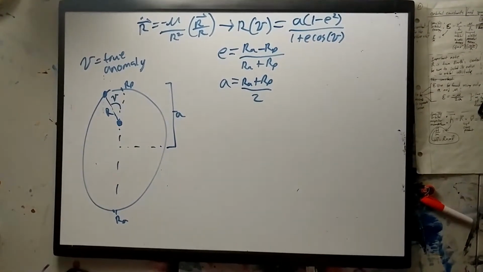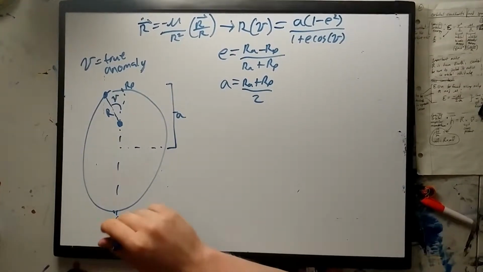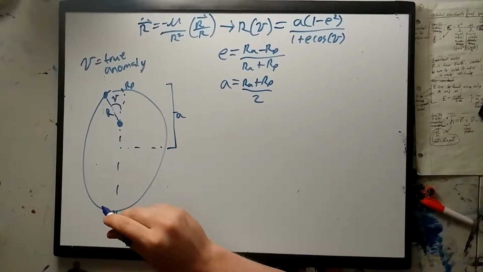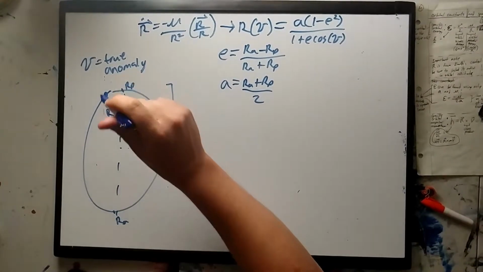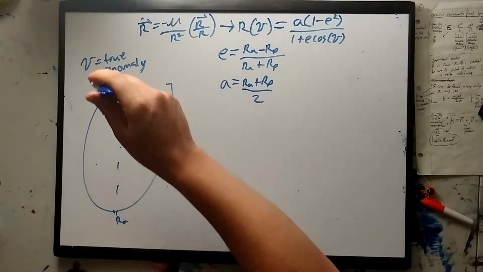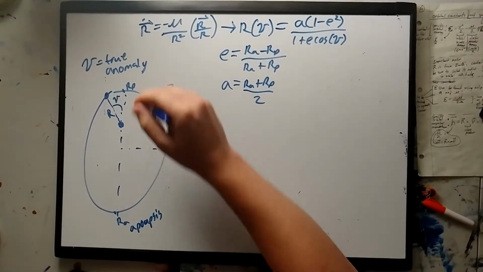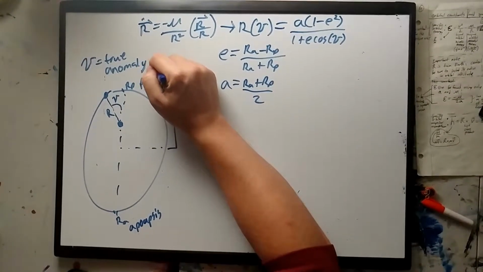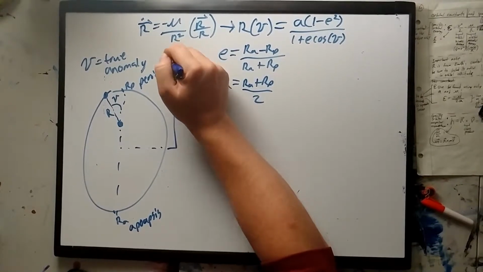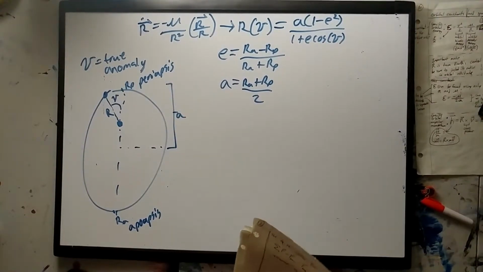And actually, I don't think I explained what the apoapsis and periapsis were in the last lesson. So the apoapsis is the furthest point from the body you're orbiting, and the periapsis is the closest point. For Earth, that would be the apogee and the perigee. Apoapsis and periapsis. I believe these words are from the Greek language, but I'm not totally sure.